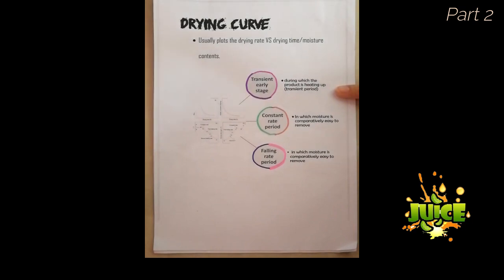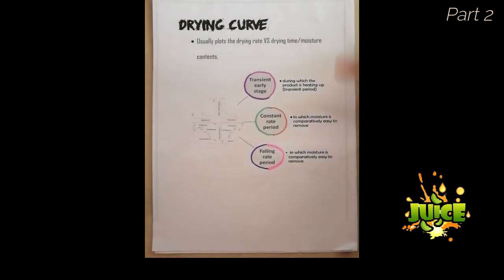Second, constant rate period. Constant rate period is the period in which the moisture is easy to remove. Last, falling rate period, in which moisture is bound within the solid matrix.